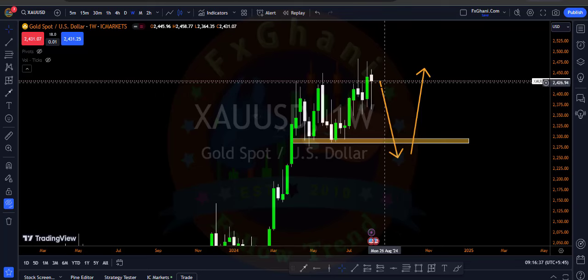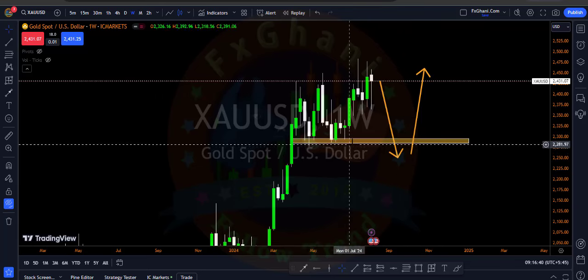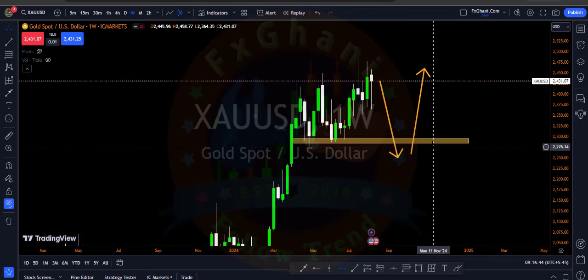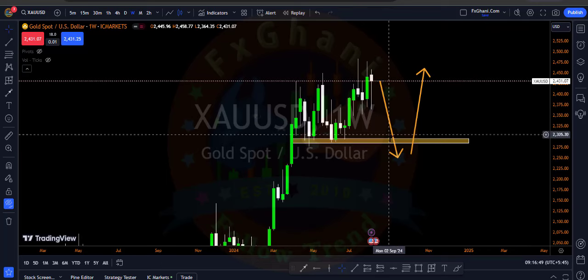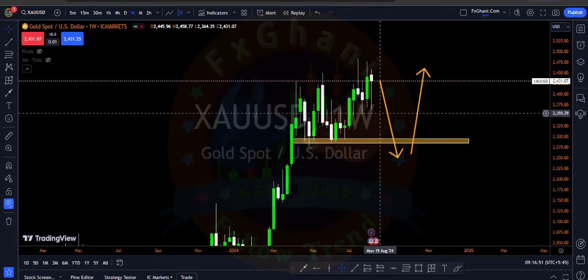So you can catch this selling move, but don't enter any sell below this low, below this support level. So if you enter a sell, your ultimate take profit level is this one.